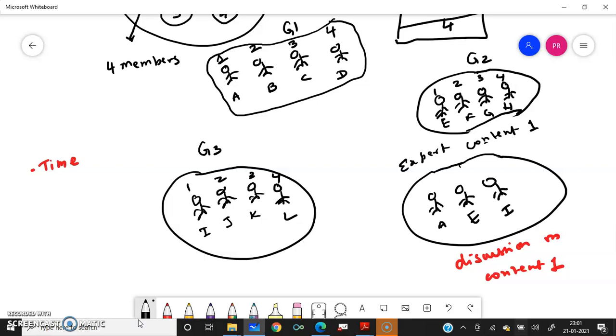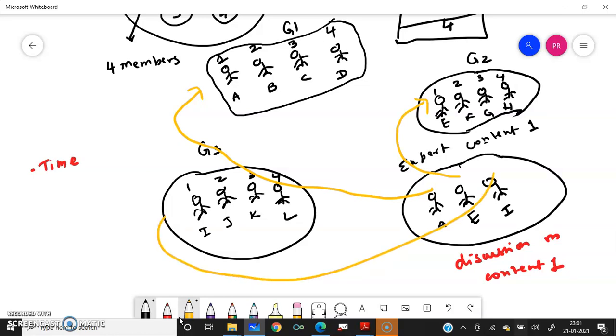They discuss the assigned content and try to gain in-depth knowledge of it, and then after a long discussion and study, they go back to their respective group. Now they are experts in content 1. So in G1, A is expert in content 1. In the same way, in G1, B is expert in content 2.